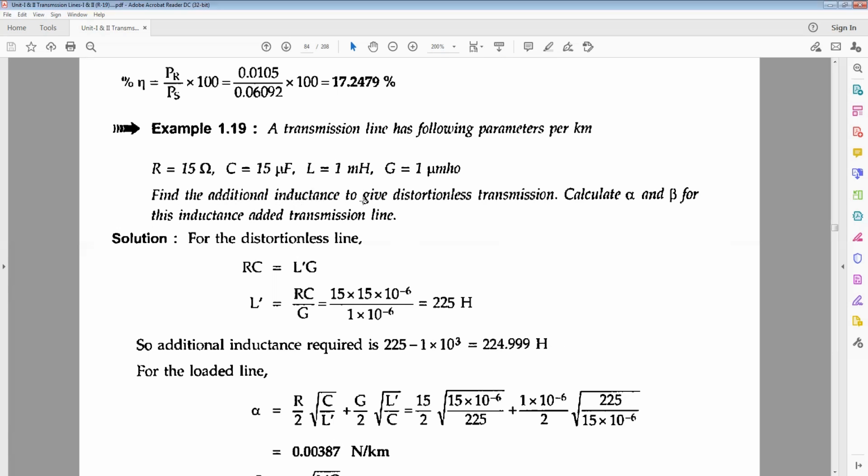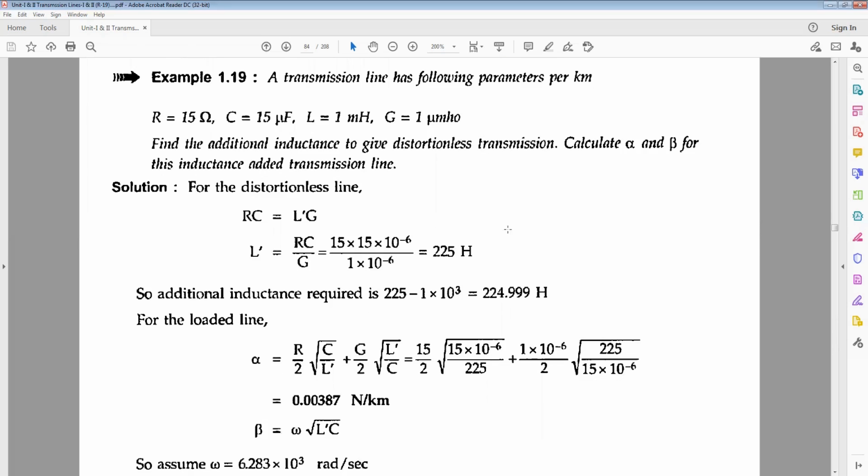Find the additional inductance to give distortionless transmission. Already 1 is there. Totally, for the distortionless transmission, it requires 225. Already 1 is given, so you can subtract it from 225. So 224.99 henry is the additional inductance required to give the distortionless transmission.